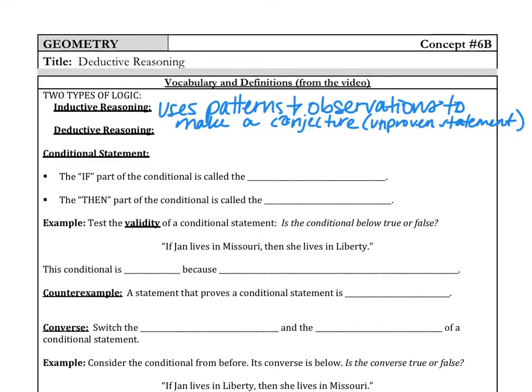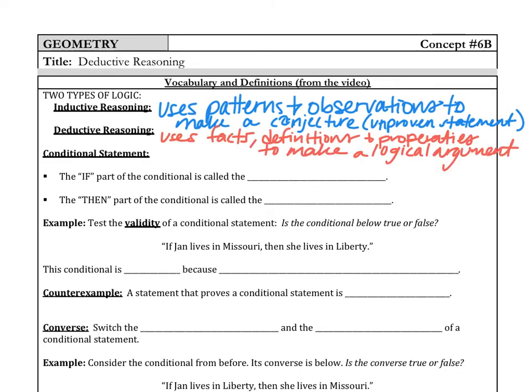So this is what we did yesterday, where you looked at patterns, you named the next three numbers or the next three in the pattern. You're using those patterns to make what you think is going to happen, which is called a conjecture. Deductive reasoning is more concrete. It uses facts, definitions, and properties to draw conclusions.